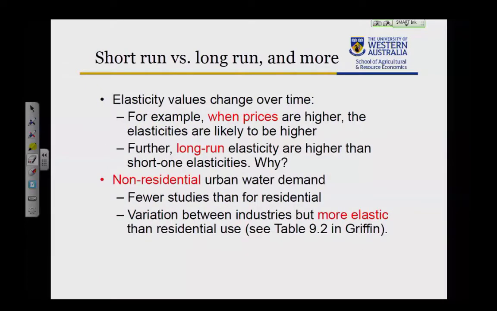One thing to remember is elasticity values change over time. So a lot of the evidence is from the past, and if water prices are going up, maybe it's not a good reflection of what's happening currently. If you go back in time, you need to remember when prices go up, people are likely to be more sensitive to prices. So the elasticities might not stay the same. They might go up. That's one thing. Another thing to remember is long-run elasticities are higher than short-run ones. So what does that mean?